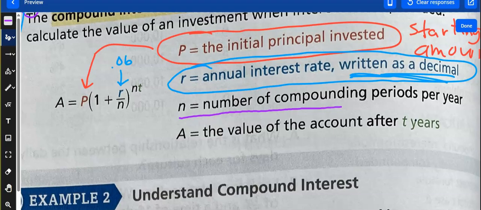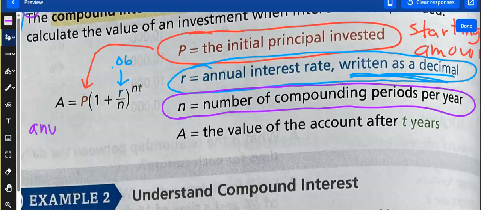Now, N is the number of times compounded in a year. How many times are you getting interest every single year? We're going to be using different terms. Terms like annually.